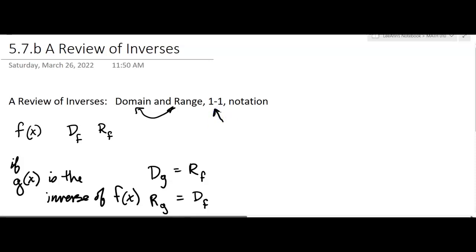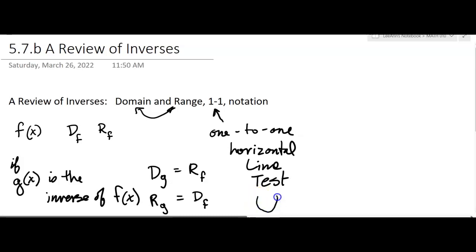Also, in order to have an inverse, the function must be 1 to 1. That means it has to pass the horizontal line test. You can use the horizontal line test to see if it's 1 to 1. So, like a parabola, that's a favorite function we have, but it doesn't pass the horizontal line test because it's not 1 to 1. However, we can restrict the domain so that it will be 1 to 1, and we're going to talk more about that in some examples coming up.